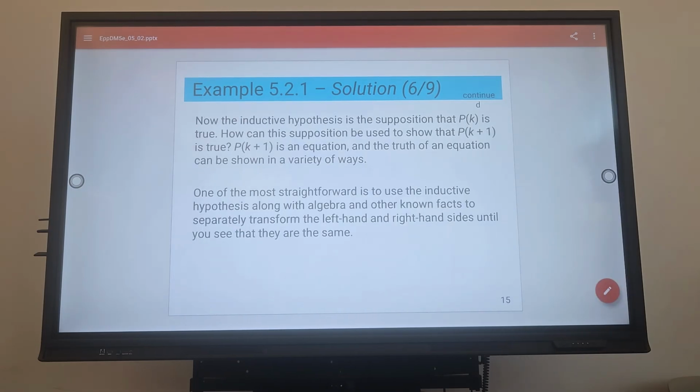Now, the inductive hypothesis is the supposition that P(k) is true. How can this supposition be used to show that P(k+1) is true? P(k+1) is an equation, and the truth of an equation can be shown in a variety of ways. One of the most straightforward is to use the inductive hypothesis along with algebra and other known facts to separately transform the left-hand side and the right-hand side until you see that they are the same.